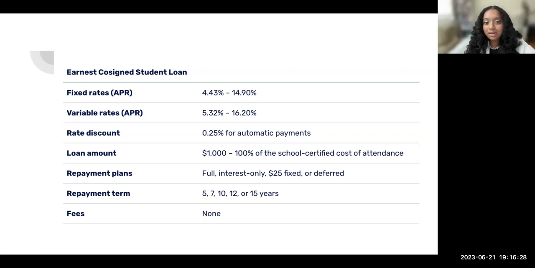So let's say my variable rate started at like 2% now, but my fixed rate was like 6%. Down the line, the variable rate could actually go all the way up to 16. And I didn't want to take that chance. So I ended up picking a fixed rate, and I got something in the middle, around 7 point something percent. So that was my rate.